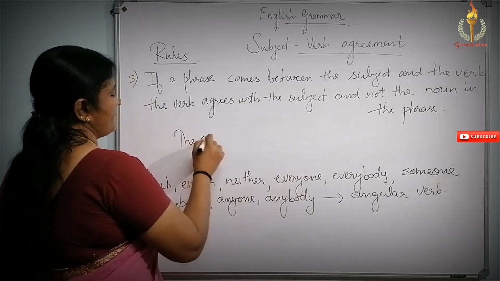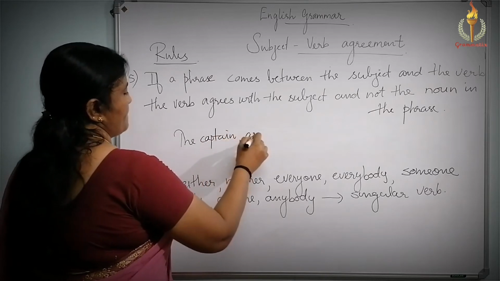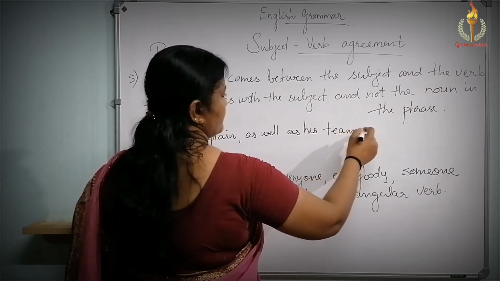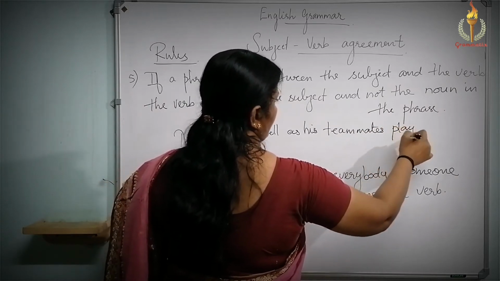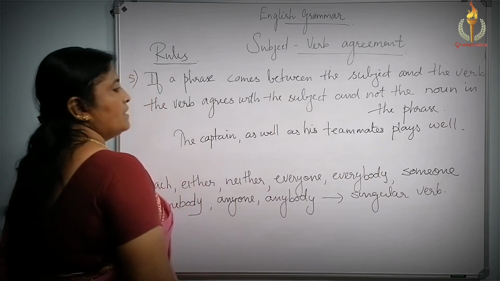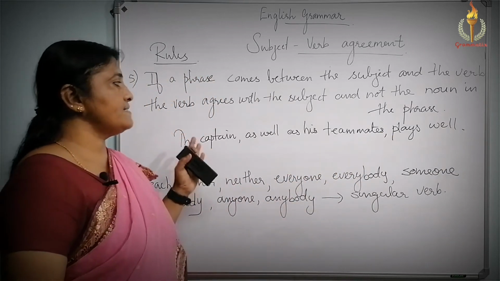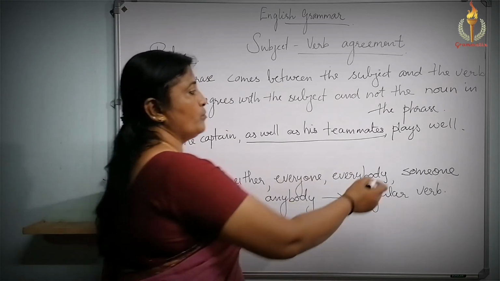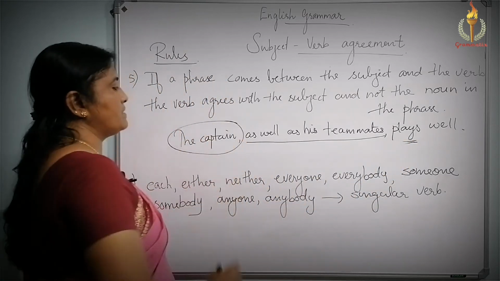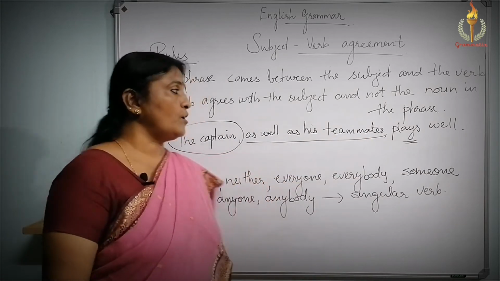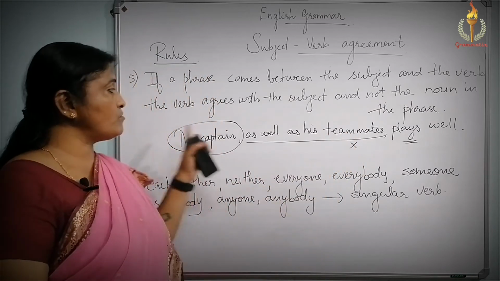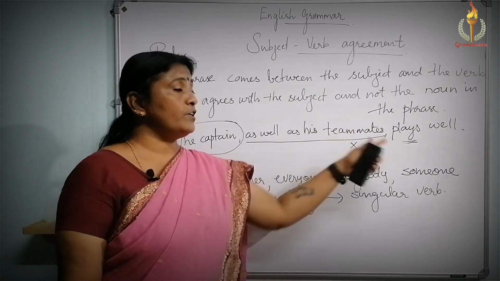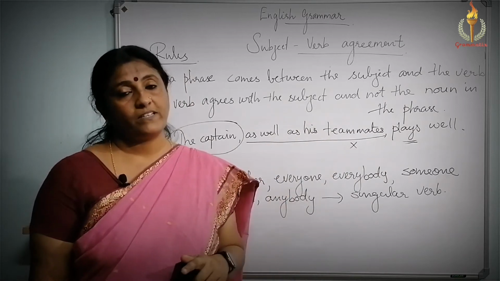The captain as well as his teammates plays well. Now this is the phrase that is included there. So what you need to put on the verb, you have to see the captain. Since the captain is singular, you will be getting plays there. You should not look at this teammates. You have to see the captain. So in a sentence, when you have a phrase between a subject and the verb, the verb agrees with the subject and not with the noun in the phrase. That is your fifth point.